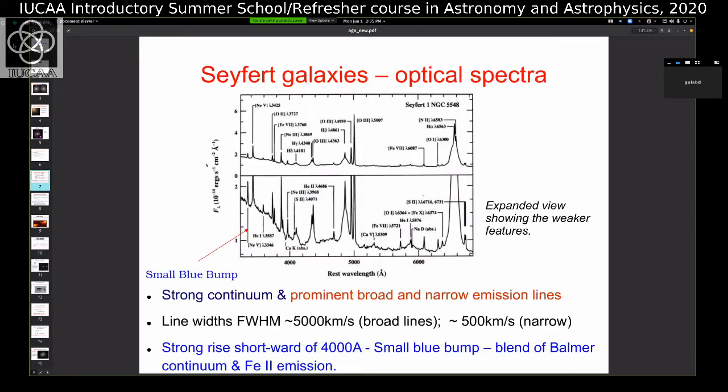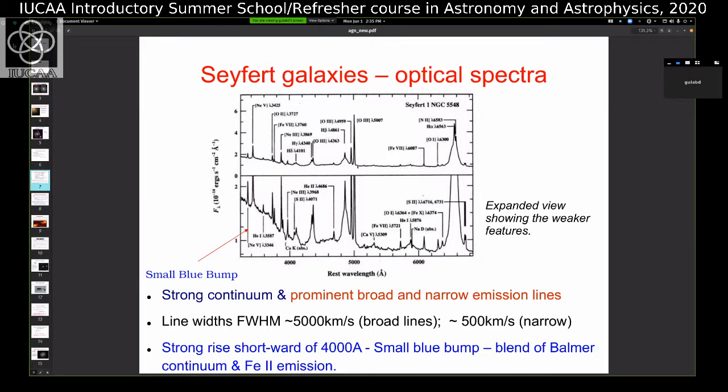Seyfert galaxies are mainly identified by their optical spectrum. So here you see this optical spectrum. In the upper panel, you will see the optical spectrum. First of all, you see the continuum is very strong.